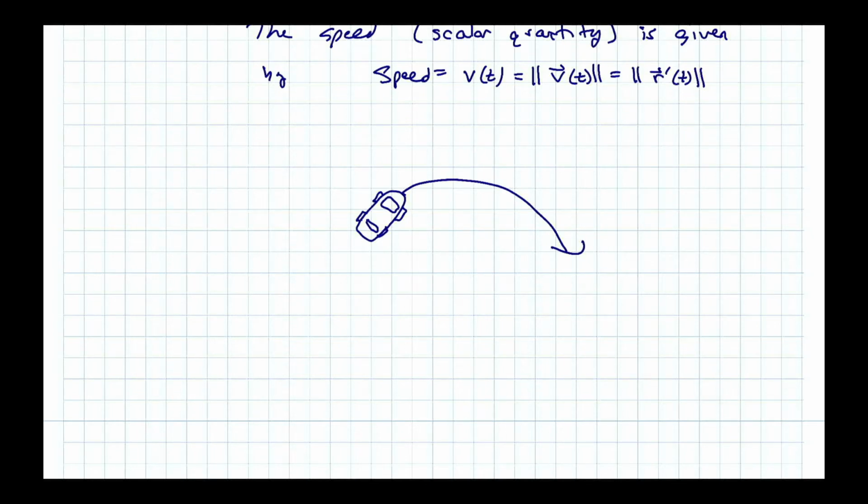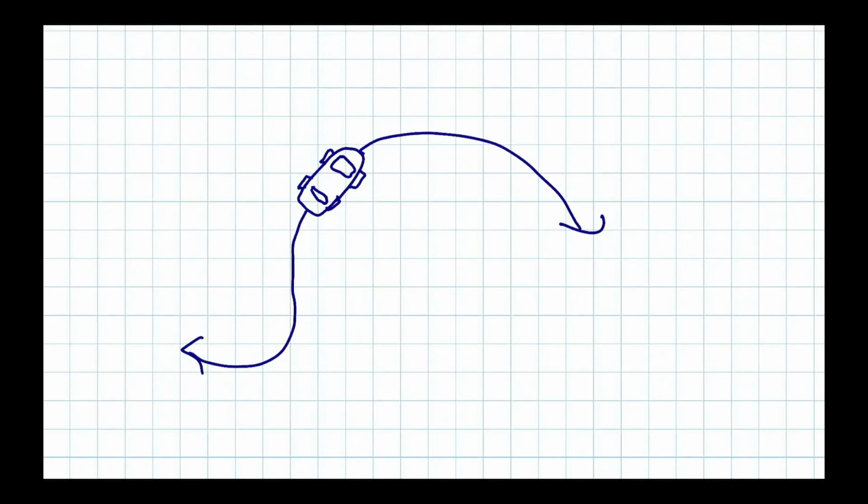Trying to make it curve here. Okay, that should be good. Okay, so let's say that that's a car moving along a curve. Okay, and I should get rid of that. So it's going in this direction.